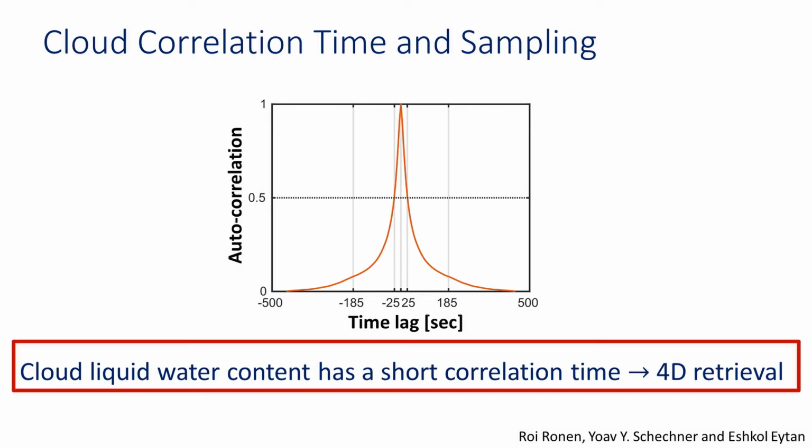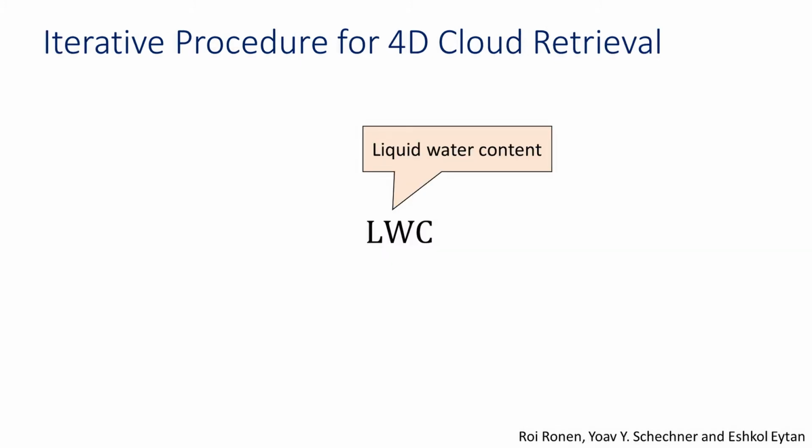We assess the temporal autocorrelation function of liquid water content in warm convective clouds. The correlation time is about 25 seconds. To suit this correlation time, a temporal sampling interval of 25 seconds is efficient and leads to a low error of cloud recovery. Consider the cloud liquid water content at time t.